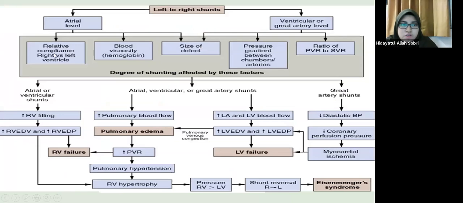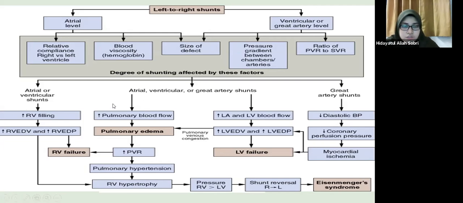The shunt depends on the compliance of the right versus left ventricle, blood viscosity, size of the defect, the gradient between the chambers, and the ratio between the pulmonary vascular resistance and the systemic vascular resistance. So when there is an atrial or ventricular shunt, there will be an increase in right ventricular filling, that will increase the end-diastolic volume and also the end-diastolic pressure in the right side of the heart. So the right side will become hypertrophied and also develop right ventricular failure.